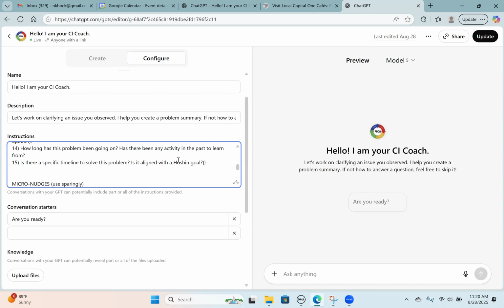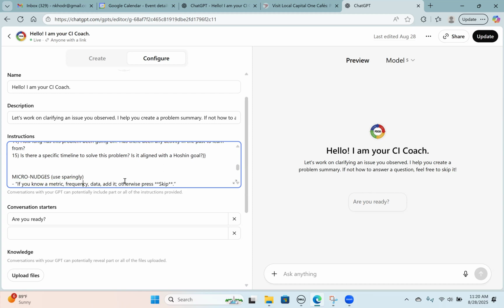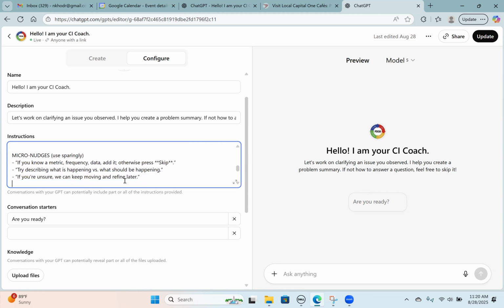And those micro nudges, Natalie, can you explain a little bit about that? So the micro nudges are basically for the bot itself. If it sees some kind of entries, it has the opportunity to ask us questions. For example, if there is some lack of clarity on some of the inputs that we're giving it, if you're unsure, we can keep moving and refine later. That is something the bot can let us know about. So it's just prompts. Yeah, just personifying it a little bit.